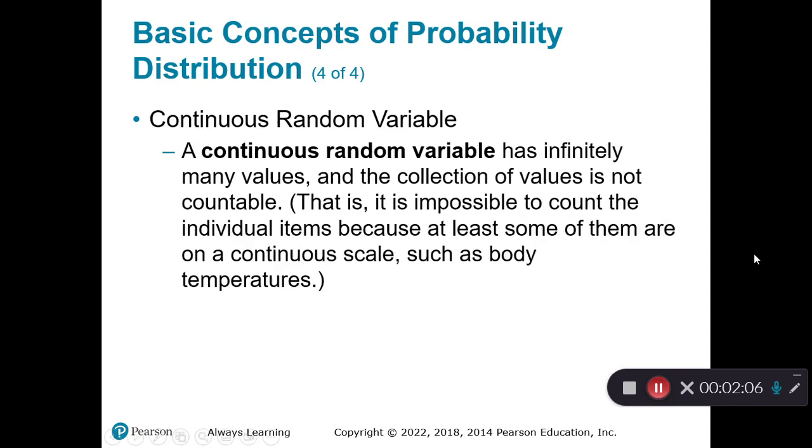If, however, there are an infinite number of possible outcomes and those outcomes are following some sort of continuous scale, such as a measurement scale, then we have what's called a continuous random variable. In this case, the possible outcomes are not listable. There's no way to organize the possible outcomes in a linear list.